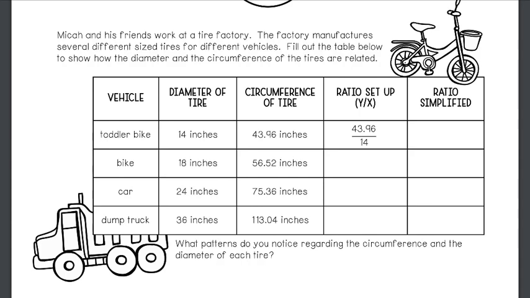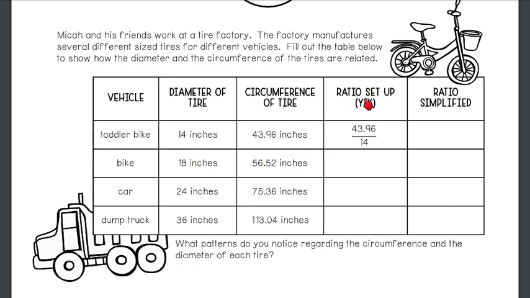Mike and his friends are working at a tire factory, and that factory manufactures several different sizes of tire for different vehicles, and it says here that we need to fill out the table to show how the diameter and the circumference of each tire are related. So we have our vehicles. We have a toddler bike, and the diameter of the tire is 14 inches. The circumference of that tire is 43.96 inches.